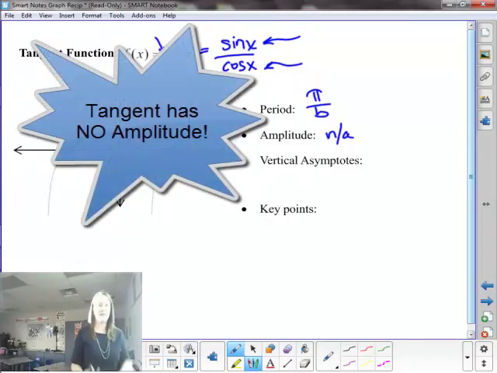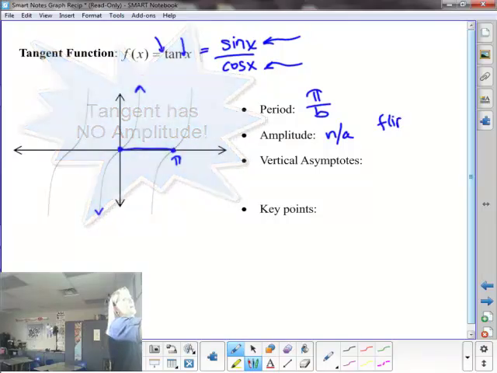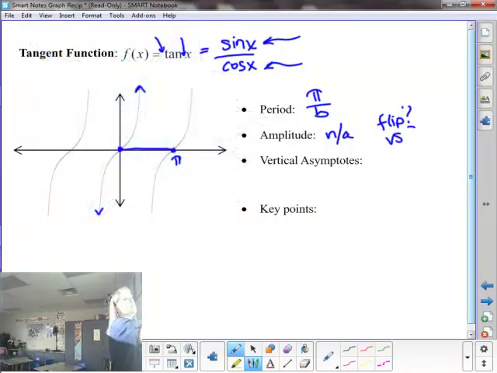Now, does that mean we can't reflect it? Does that mean we can't do a vertical stretch? Of course we can. We can still do a flip. We can still do a vertical stretch. So watch out for those two things. They're still going to come from this a value, just like they did in a sine and a cosine.